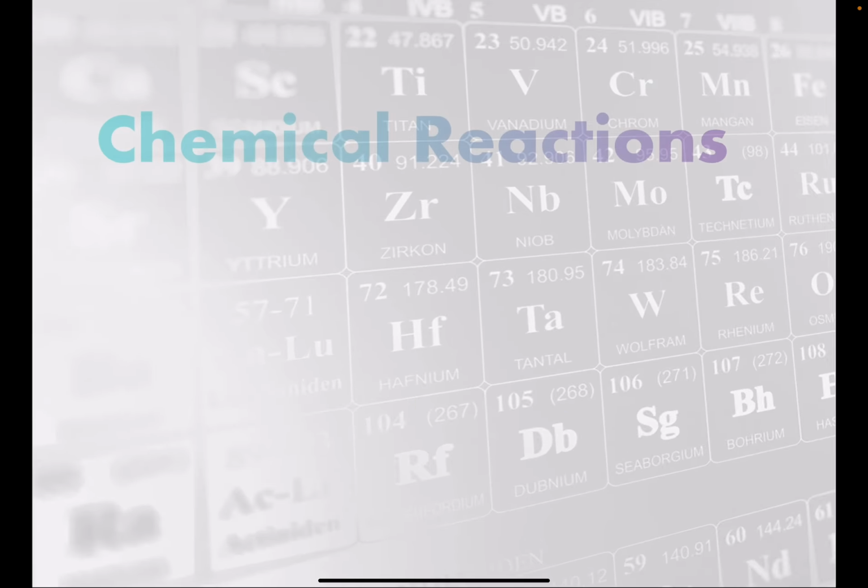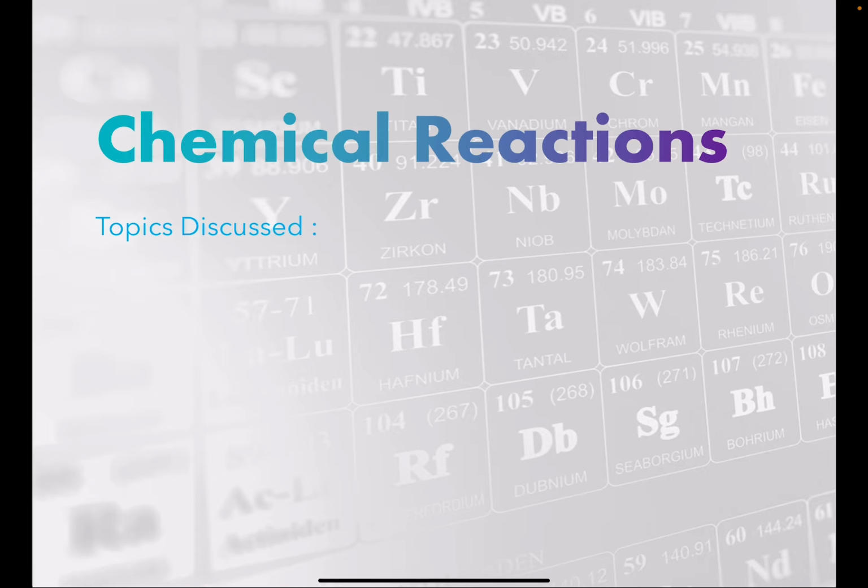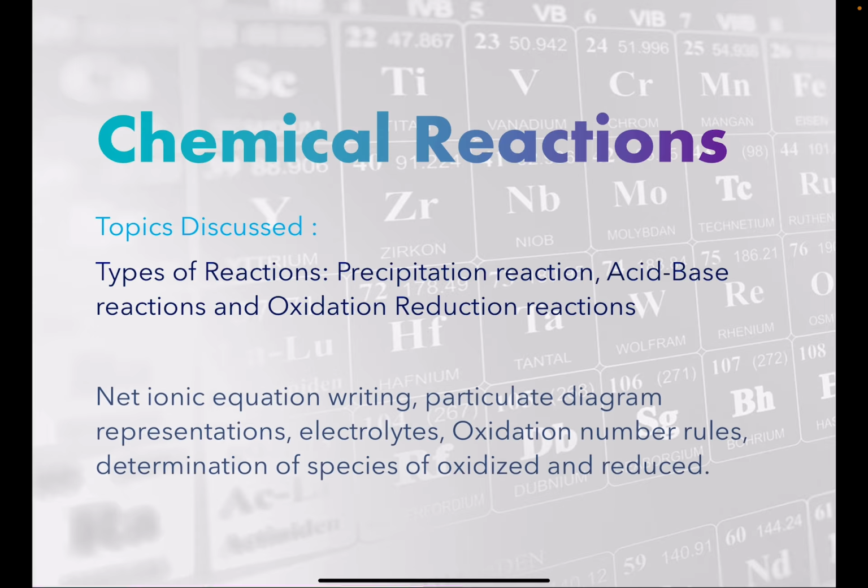So today we should be able to get to at least the types of reaction: the precipitation reaction, the acid-base reaction, and the oxidation-reduction reaction. We should be able to get through this, and we should be able to write our net ionic equations and also work on our particulate diagram representations.